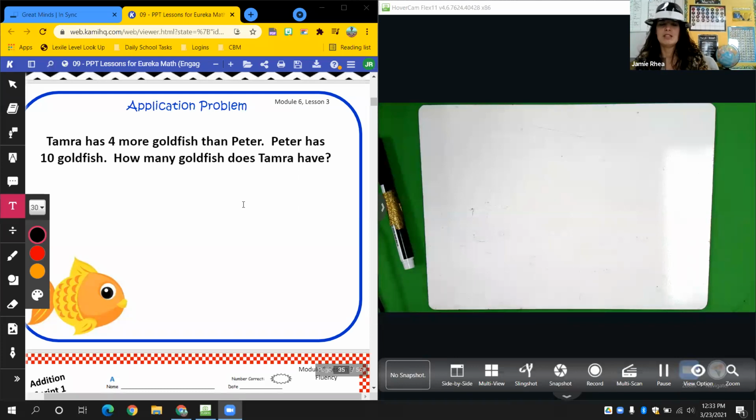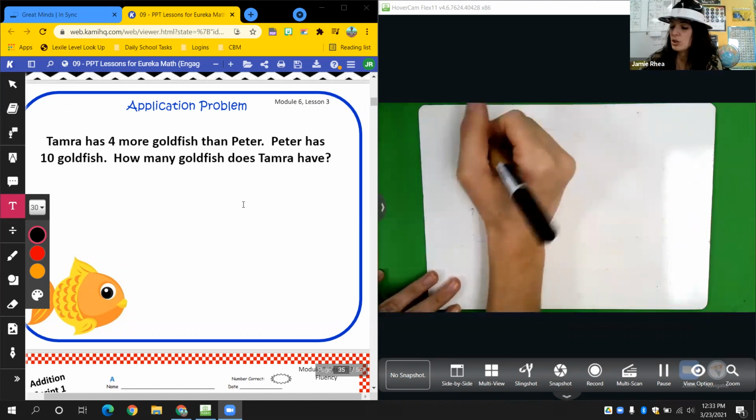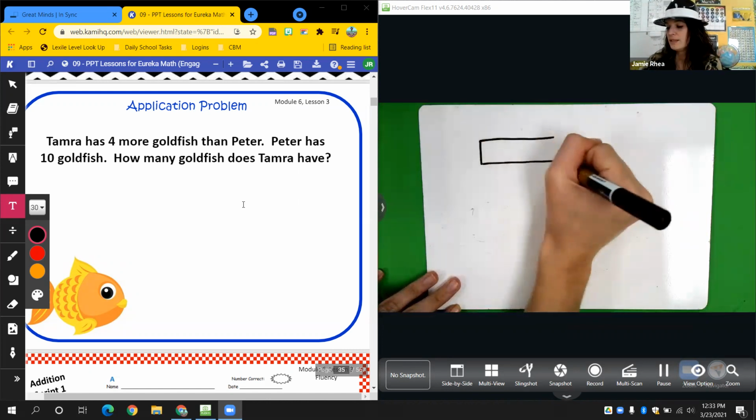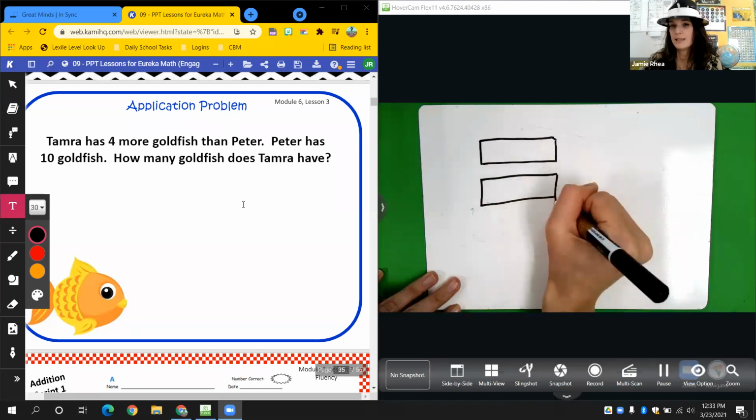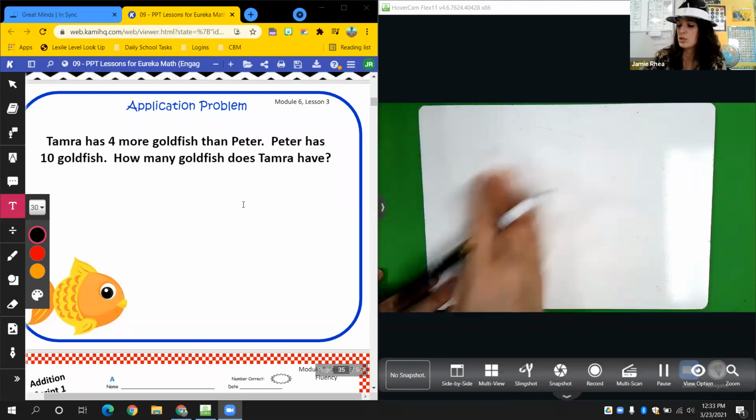Tamara has 4 more goldfish than Peter. Peter has 10 goldfish. How many goldfish does Tamara have? All right, now, in our last few lessons, we were using our tape diagrams like this, and we were making 2 of them. So that's what we're going to do today with this application problem.